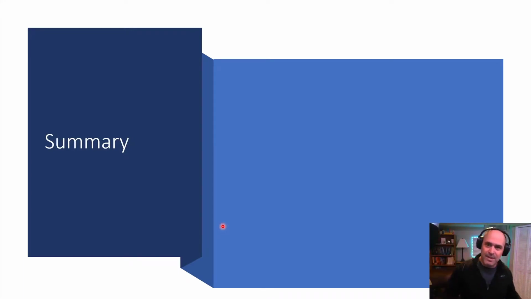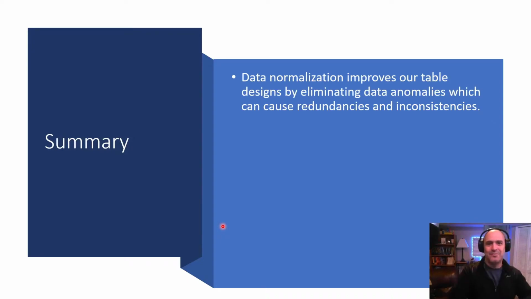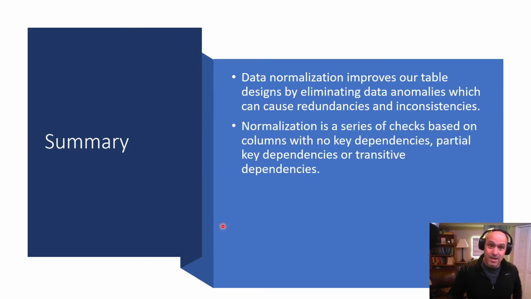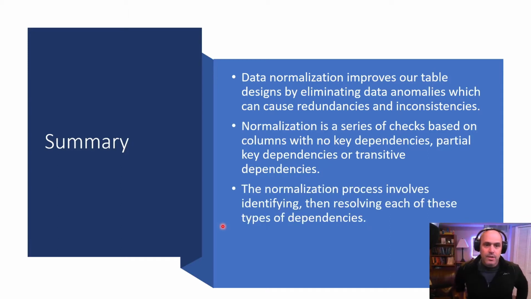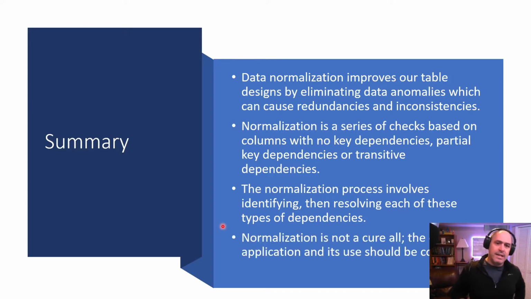It depends. So in summary, data normalization improves our table designs by eliminating anomalies, which can cause redundancies and inconsistencies. Normalization is a series of checks based on columns with no key dependencies, partial key dependencies, or transitive dependencies. The normalization process involves identifying and then resolving each of these types of dependencies. And remember, it's not a cure-all. The database application should be considered. How it's going to be used and how it's going to be queried should be considered.